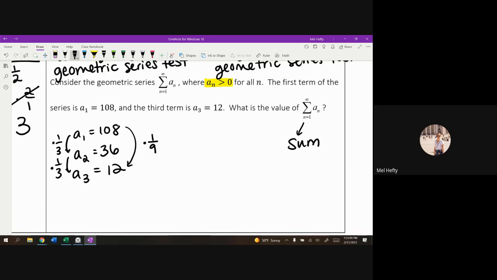36 is times another third. We get 12. All right, so let's find our sum. What goes on the top of our sum formula? First term, which is? All right, and 1 minus 1/3. If you multiply all of this out, 162.